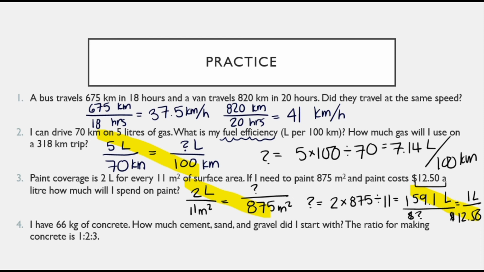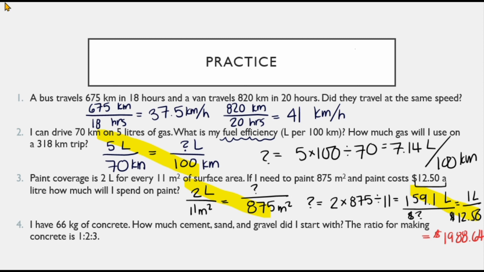Our math is 159.1 times 1250 divided by 1, which is going to make no difference. And we're going to get 1988.64. So it's not necessary to use the ratio in that one, but it works.